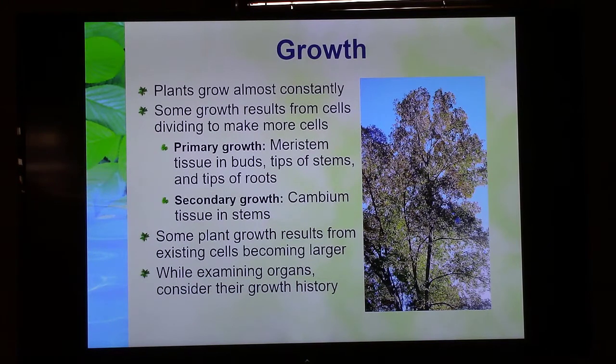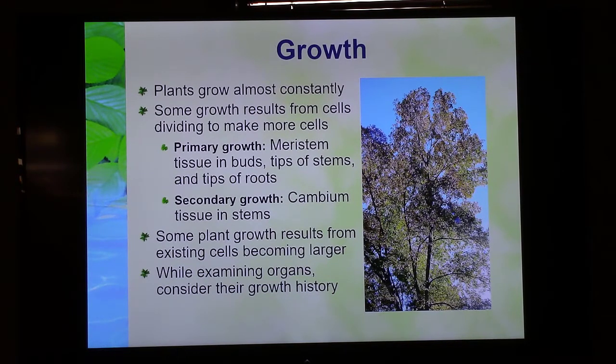Primary growth comes from meristem tissue, that rapidly dividing tissue that's found in buds and tips of stems and tips of roots. So primary growth makes the plant get longer, taller on top, deeper down below. That's primary growth, the first kind.